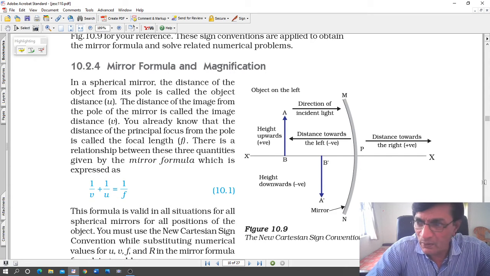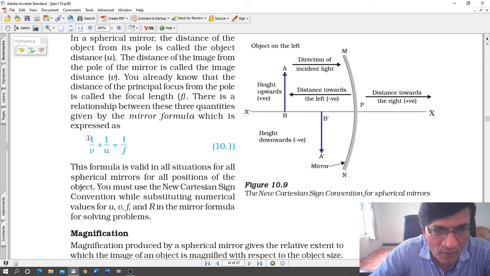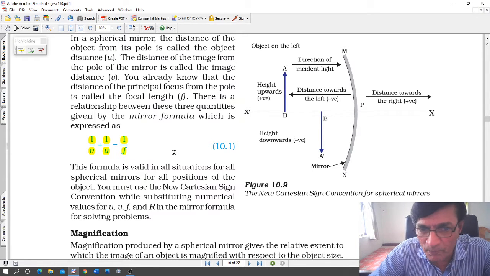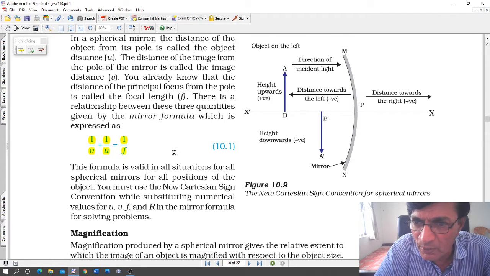All right. Now, the other thing is the mirror formula. This mirror formula has to be understood thoroughly. Just make sure that you memorize this. Without this, you will not be able to solve problems. The value of U, V, and F depends upon the mirror, whether it's a concave mirror or a convex mirror, and where the image is formed.